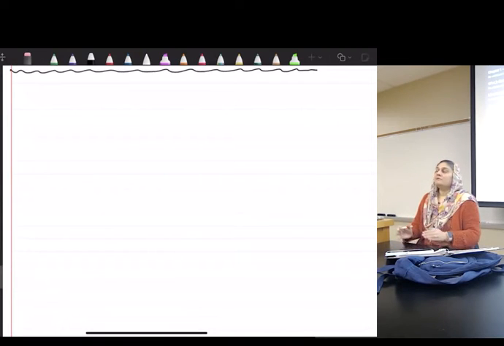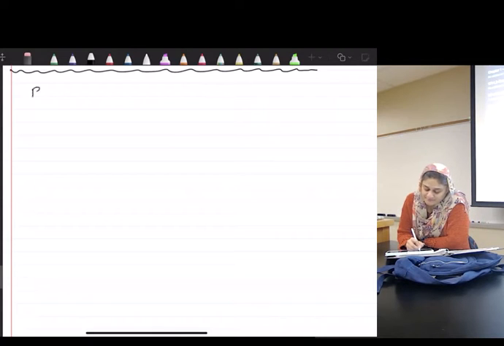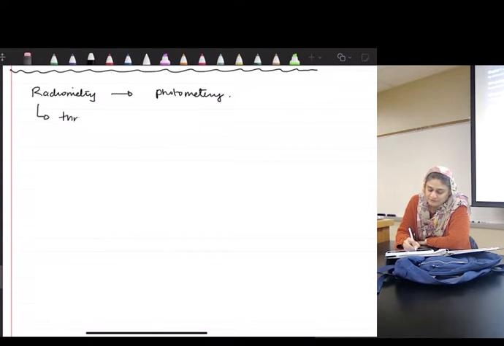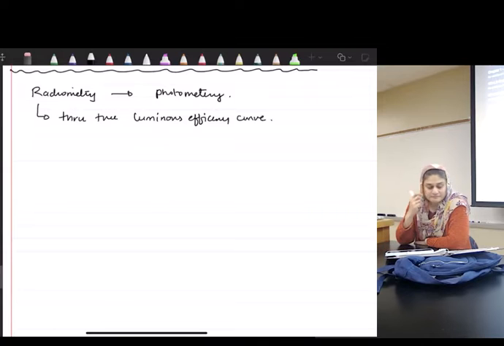Okay, how are radiometric quantities related to photometric quantities? They are related through the luminous efficiency curve, the one we just saw.